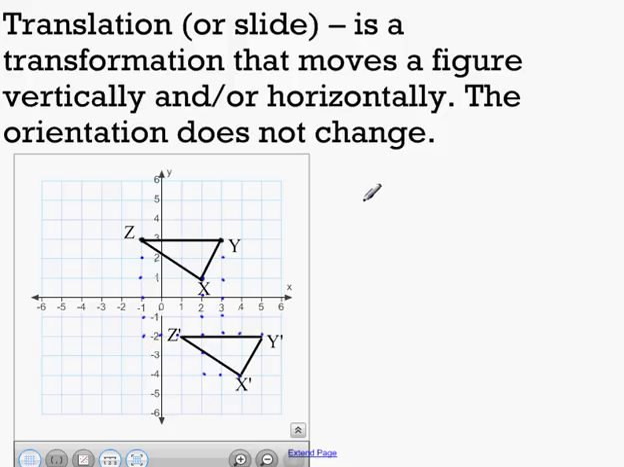If you want to denote the translation, you'll denote it with a capital T, and it's being shifted down 5 units, and it's being shifted to the right 2 units. All right, 1, 2, 3, 4, 5, 1, 2, yes.